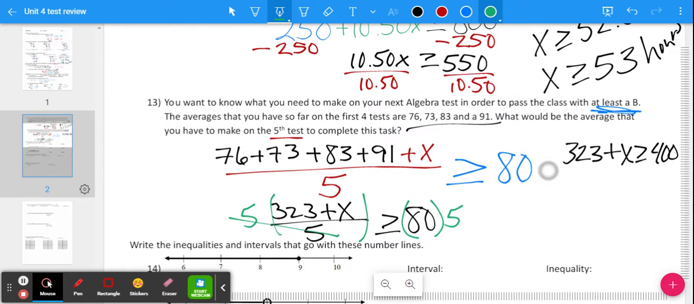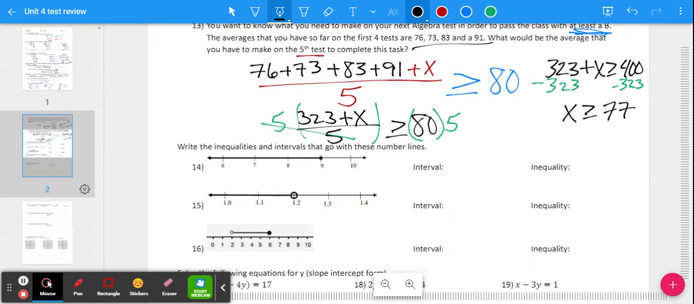Last thing, you have to subtract your 323 from both sides, and x is greater than or equal to 77, which means that you would have to get a 77 or higher on that 5th test in order to maintain that average of a B.